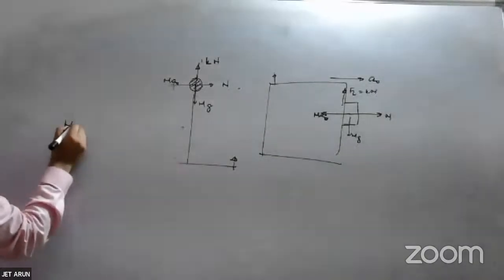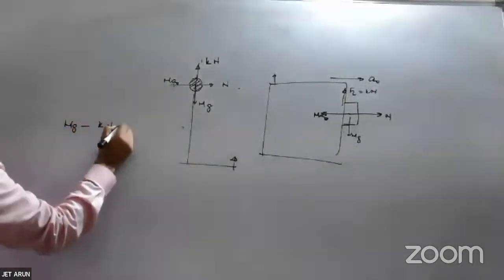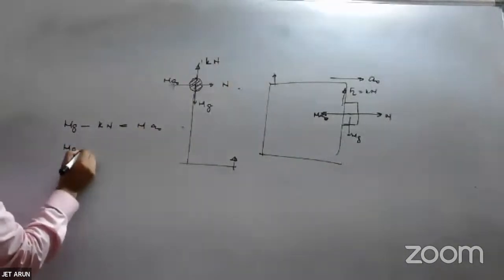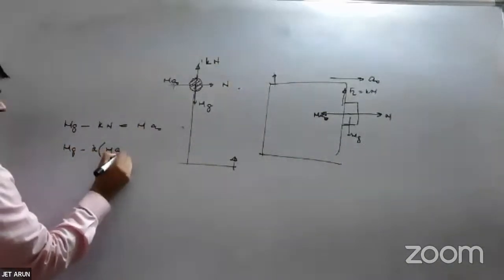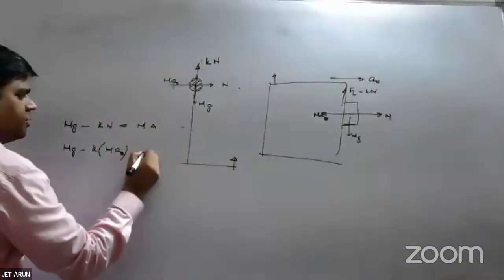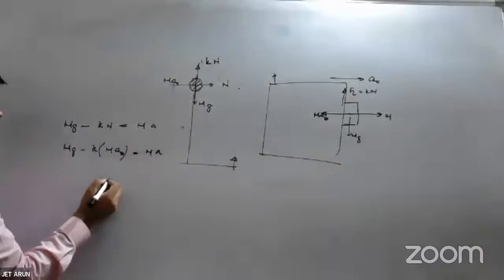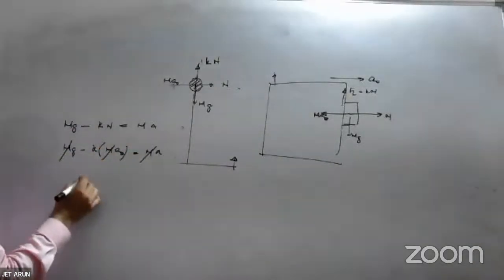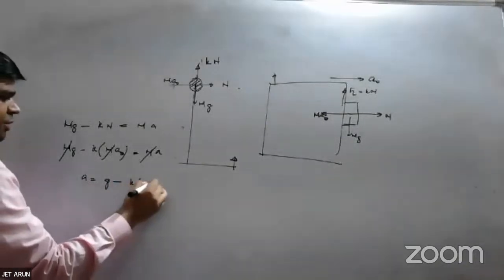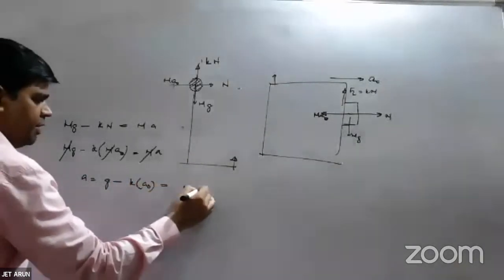So I'll have mg minus mu N is equal to mass into acceleration. So mg minus mu times m into a naught, where m into a naught is the acceleration in the reference frame, is equal to mass into the required acceleration a. So m now gets cancelled out. So a is equal to g minus mu into the acceleration of the reference frame, which is 10 minus 2, 8. 8 comes, correct?